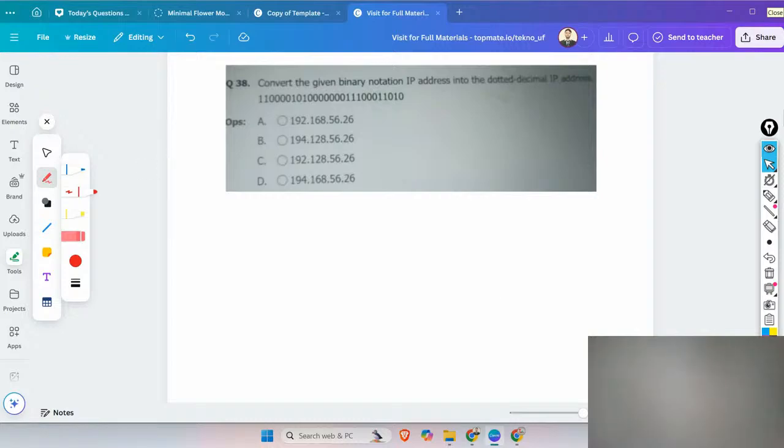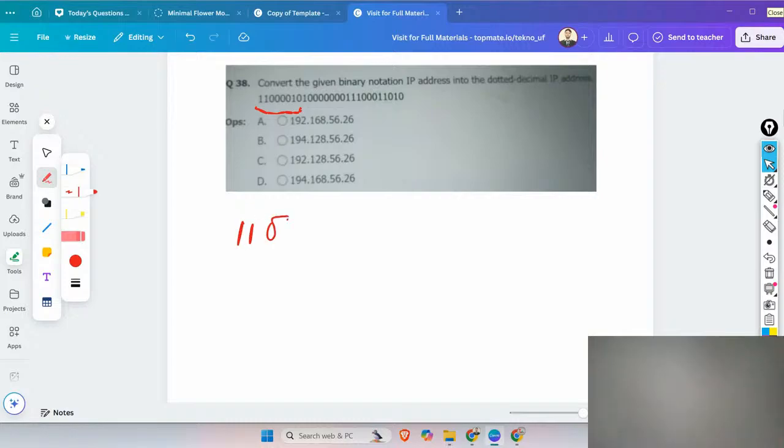Convert the given binary notation IP address into the dotted decimal IP address. So you can see this is the string you have been provided. You have to convert this into dotted decimal IP address. Nothing else. So the task is very simple, but it takes a little bit of time. So that's why people avoid this. Now let me convert this. From here to here, total 8 bits you have to take in each octet, right?